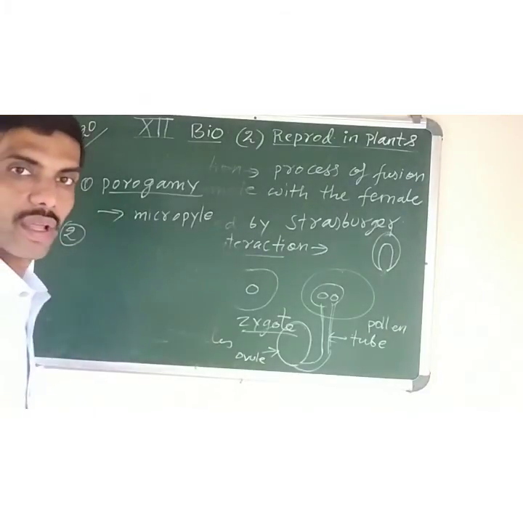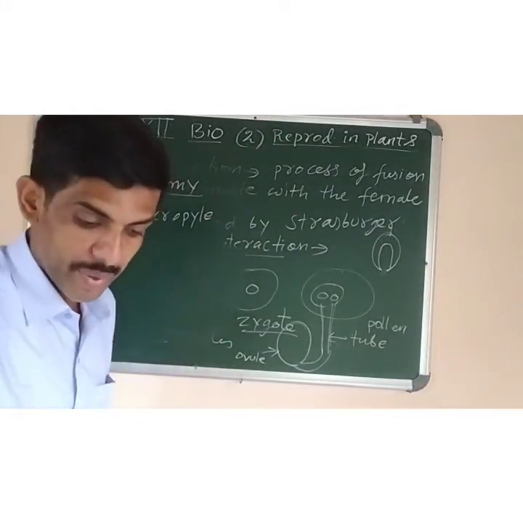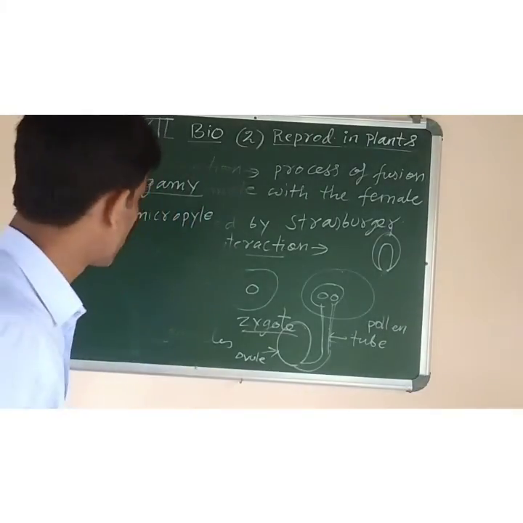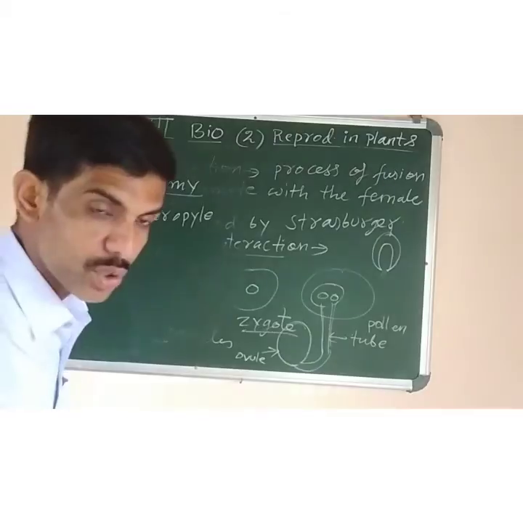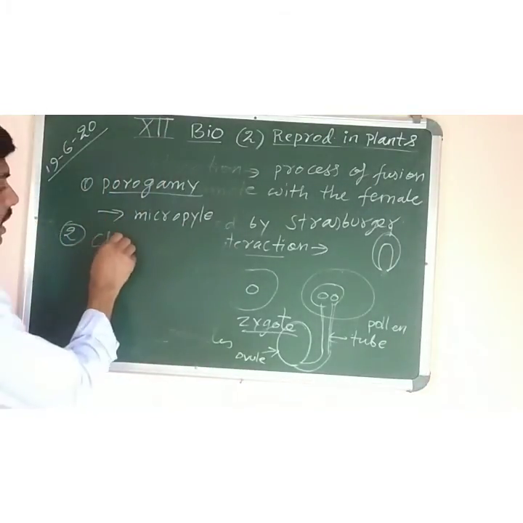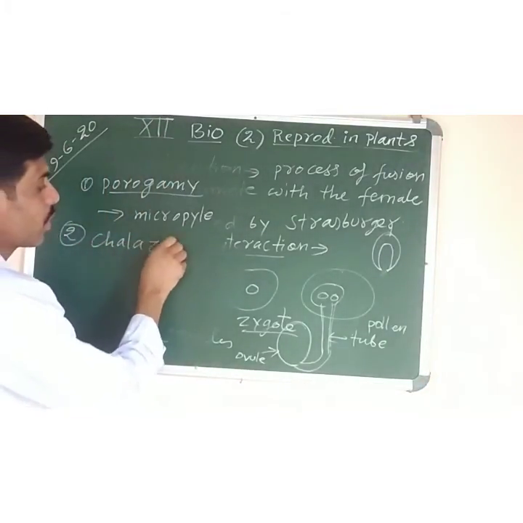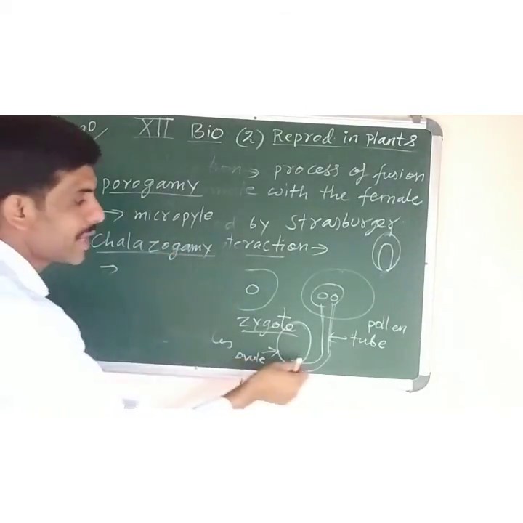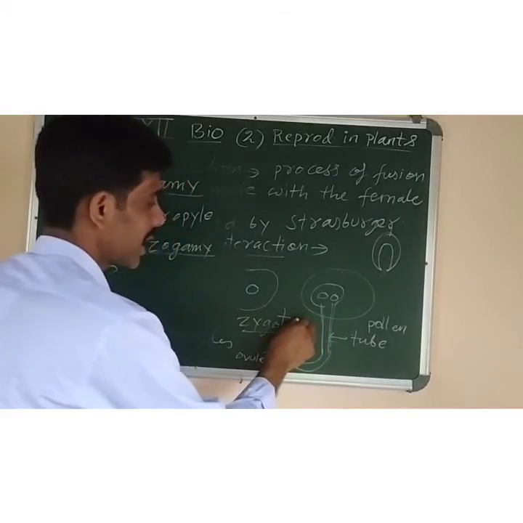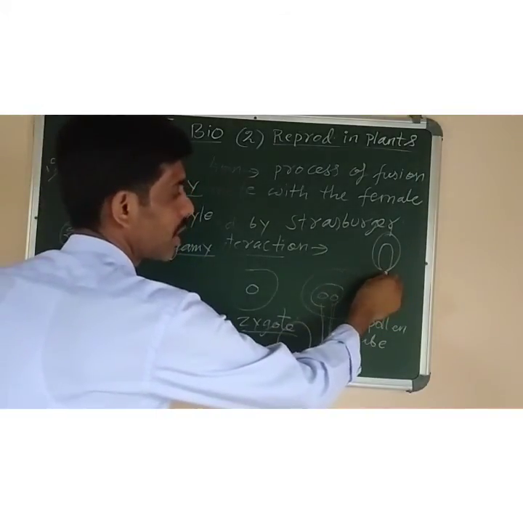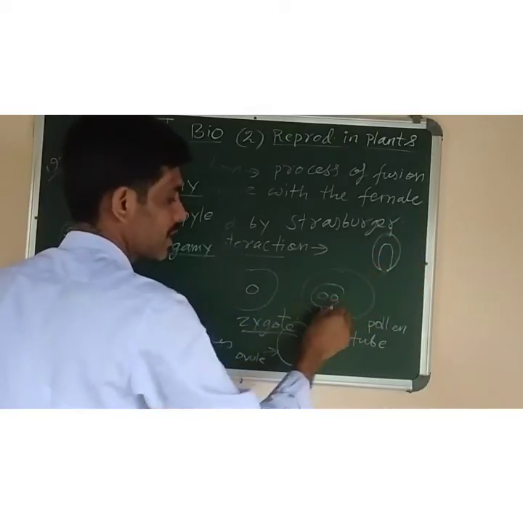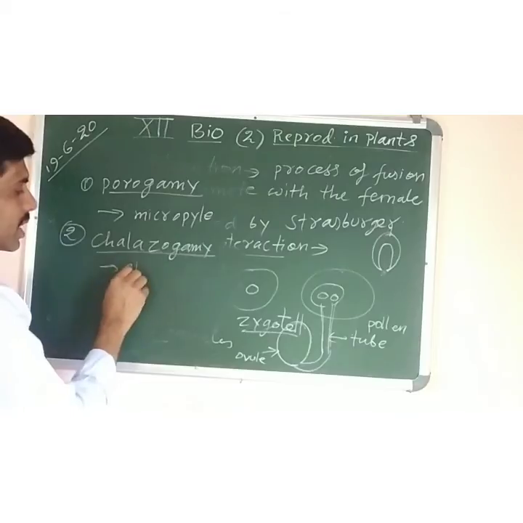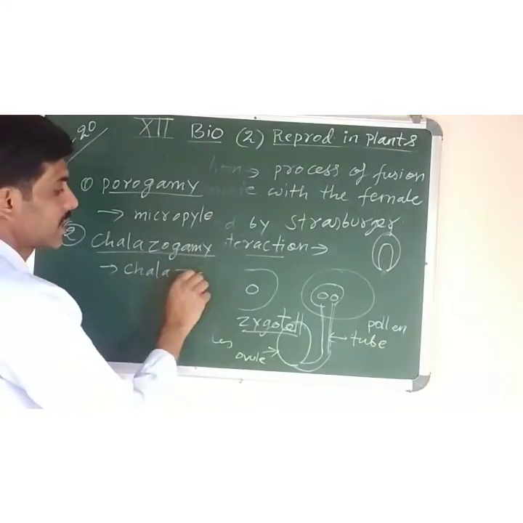Generally most of the flowers have this type of entry only. This is the most common mode of pollen tube entry into the ovule. The second one is chalazogamy. The name itself says, C-H-A-L-A-Z-O-G-A-M-Y. Chalazogamy means if the pollen tube enters from chalaza end, this end, like this is for micropyle, if it enters from this side, that is called chalazogamy, means from this chalaza.